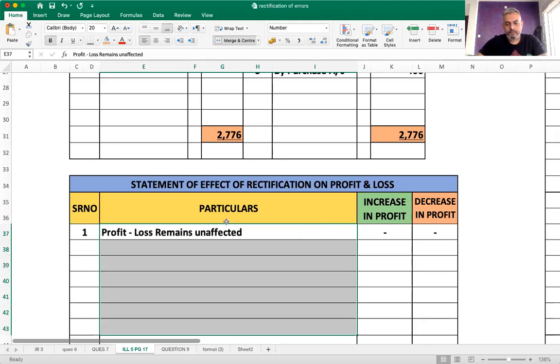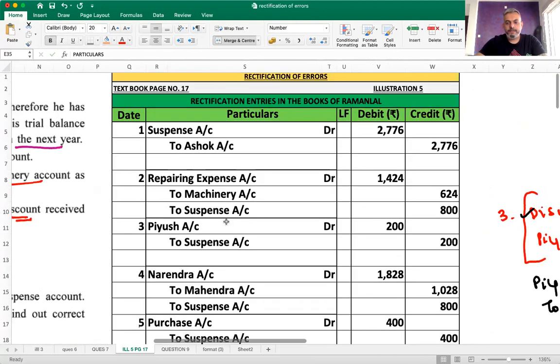Profit loss remain unaffected. Next, second one, repair expense account. Repair expense account डेबिट. तो मुझे बताओ प्रॉफिट इंक्रीज होगा या प्रॉफिट डिक्रीज होगा? Decrease. डिक्रीज, बिकॉज एक्सपेंस अकाउंट डेबिट हो रहा है. कोई भी एक्सपेंस अकाउंट डेबिट होगा, कोई भी नॉमिनल अकाउंट डेबिट होगा तो प्रॉफिट विल डिक्रीज.